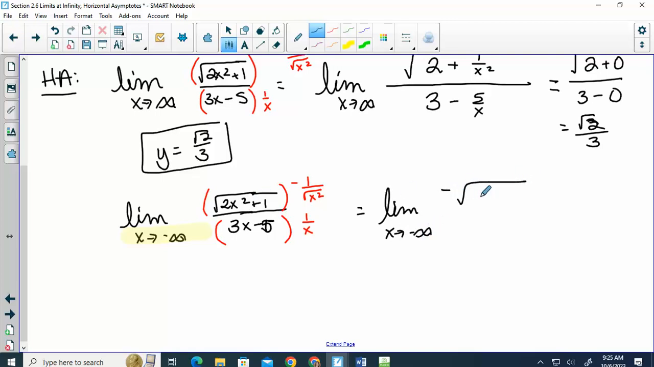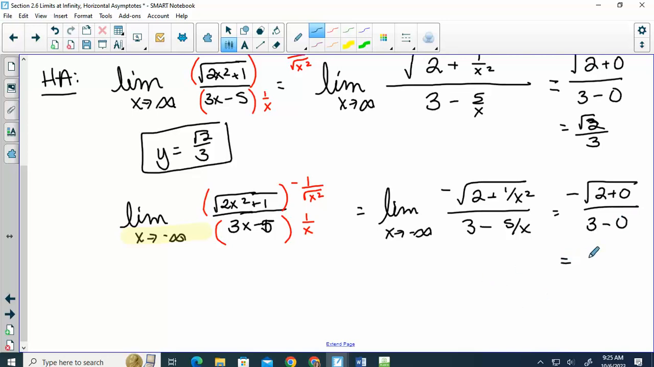So 2x squared divided by x squared would be 2. It's 1 over x squared. On the bottom we get 3 minus 5 over x. So if I plug in negative infinity, I have a 2 plus 1 over negative infinity squared. That's still one pizza divided by a really big number of people, so how much are we getting? 0. Come on, 3 minus 5 over negative infinity would go to 0. So this time I get a negative radical 2 over 3.